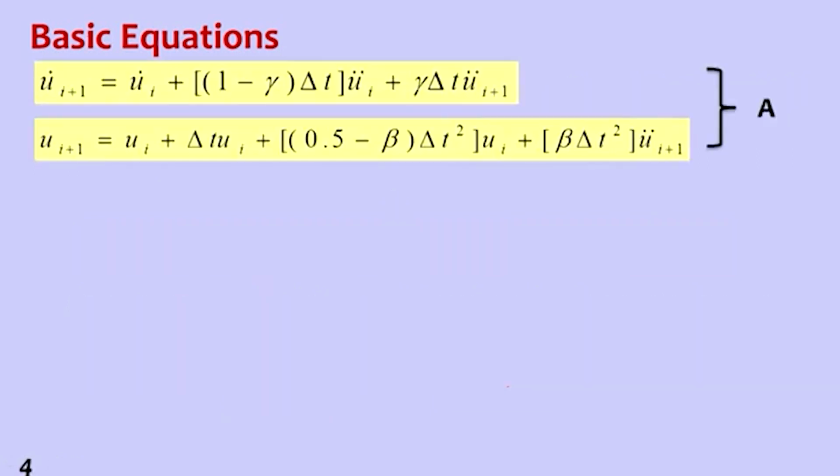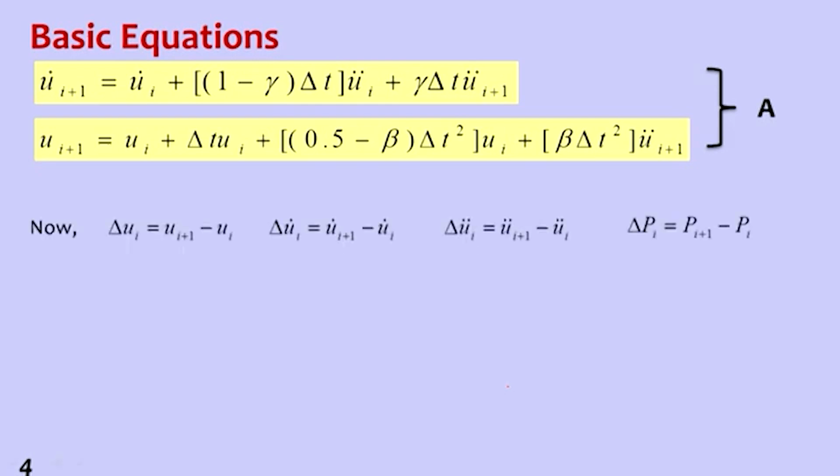Now, these are the basic equations as shown in the earlier slide. Delta u i is u i plus 1 minus u i, that is the increment in displacement, equal to displacement at time t i plus 1 minus displacement at time t i. Similarly, the increment in velocity is velocity at the i plus 1th time instant minus velocity at the ith time instant. The acceleration increment is acceleration at the i plus 1 time instant minus acceleration at the ith, and the force increment is force at the i plus 1 time instant minus force at i.